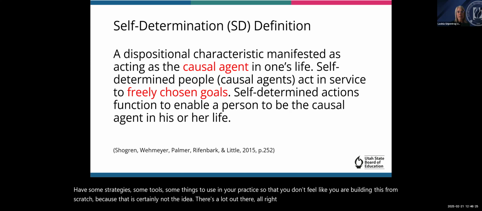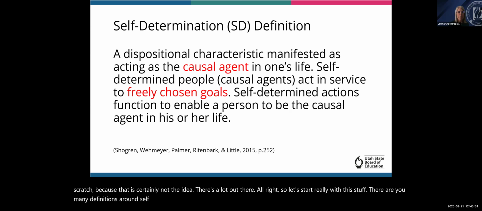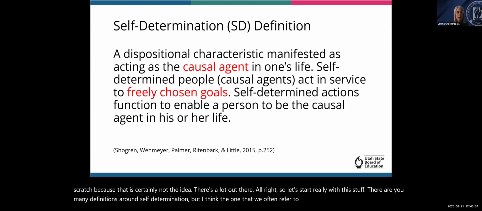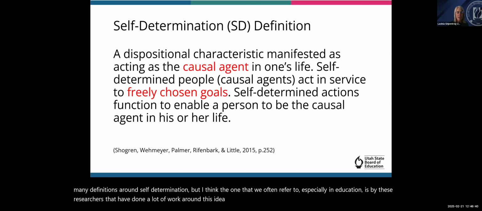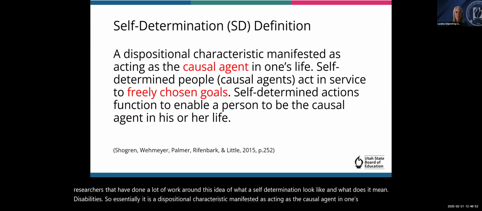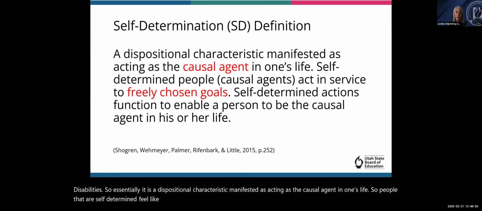All right, so let's start really with, there are many definitions around self-determination, but I think the one that we often refer to, especially in education, is by these researchers that have done a lot of work around this idea of what does self-determination look like and what does it mean for students with disabilities. So essentially, it is a dispositional characteristic manifested as acting as the causal agent in one's life. So people that are self-determined feel like they are empowered to kind of freely choose things that happen in their life, to set goals, determine actions, and to really have this control over what happens to them.